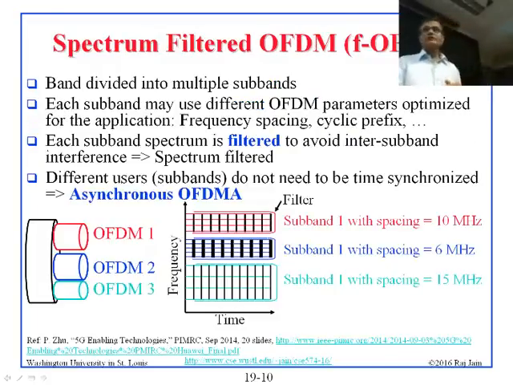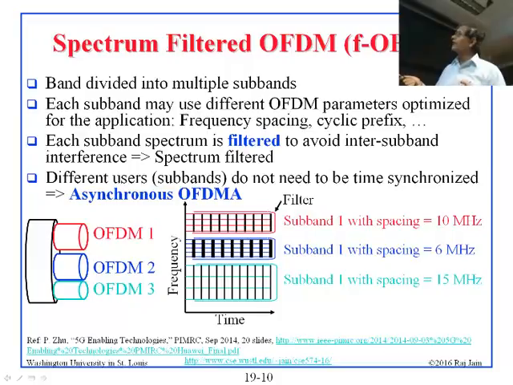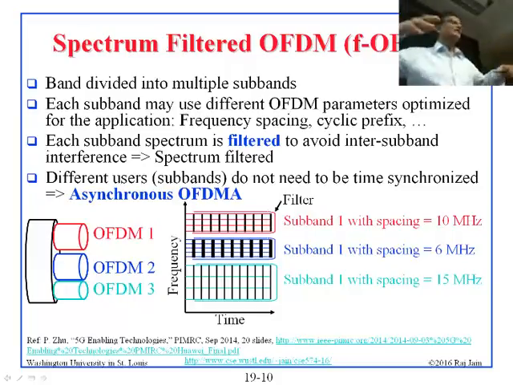So the first solution is to do what they call spectrum filtered OFDM, f-OFDM, so actually filtered OFDM. And it's very simple, easy to understand. And the understanding is that instead of using one OFDM over the whole band, why don't we divide the band into subbands? So this is like OFDM over OFDM. So previously we said OFDM is good because we divide the whole band into subcarriers. Now we divide the whole band into subbands, and then we can use different parameters, different frequency spacing, different symbol sizes, whatever we need.